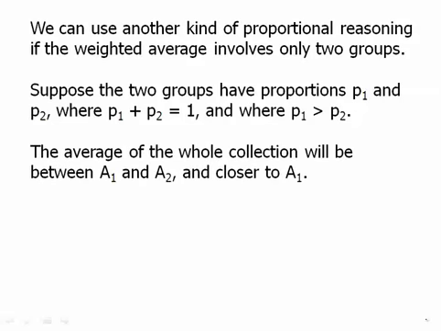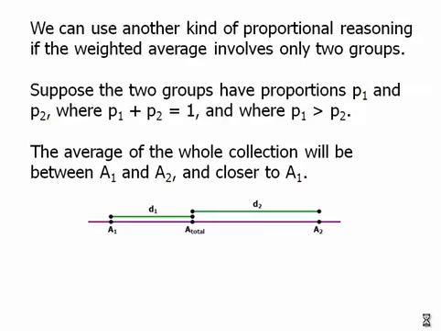The average of the whole collection will be between the averages of the individual groups, and in fact, it will be closer to the average of the bigger group. That makes sense. The bigger group is going to have more of an influence, so the average is going to be closer to the bigger group. Think about this all on a number line. We're going to have A1 somewhere on the number line. We're going to have A2 somewhere on the number line. Somewhere between them, we're going to have A total, the total average of the group. Of course, it's going to be closer to A1. And suppose we look at those distances. So D1 is the distance on the number line from A1 to the total average.